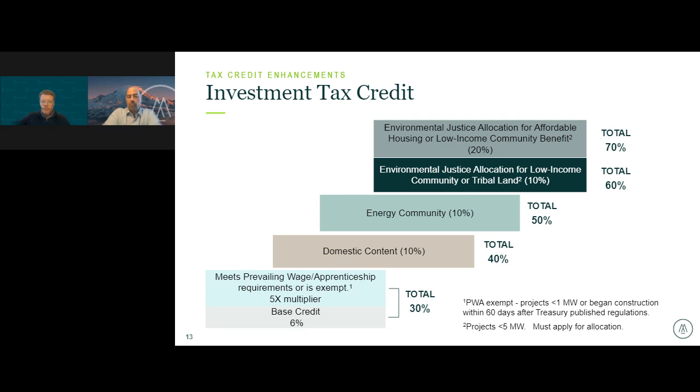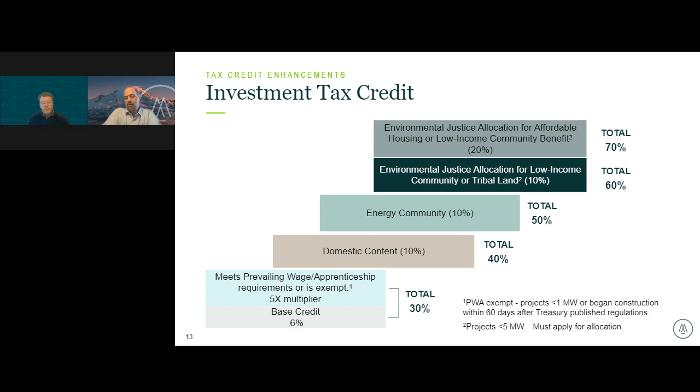And so for projects that are greater than 1 megawatt in size, you would need to meet the prevailing wage and apprenticeship requirements. If your project is less than 1 megawatt in size, you're actually exempt from prevailing wage and apprenticeship requirements. So that's an important exemption. And as I was trying to figure out, well, what's 1 megawatt? What's that really relate to? How do I relate that?